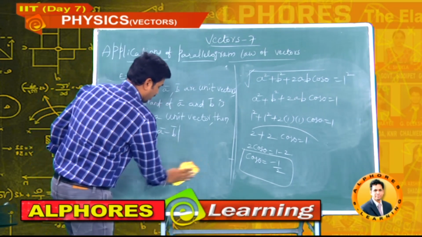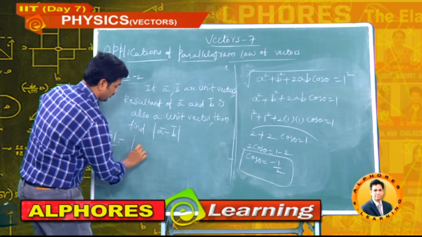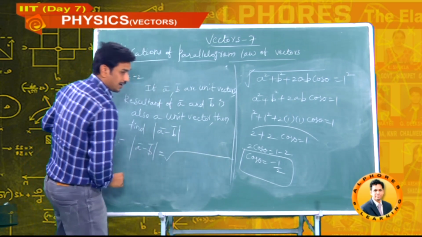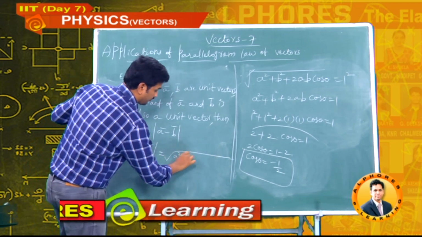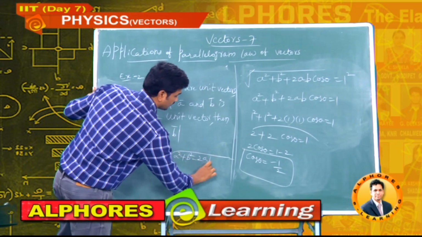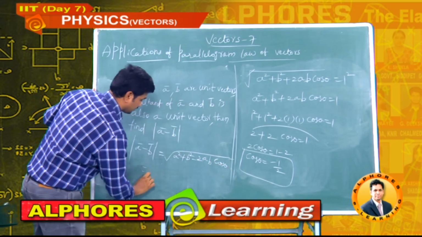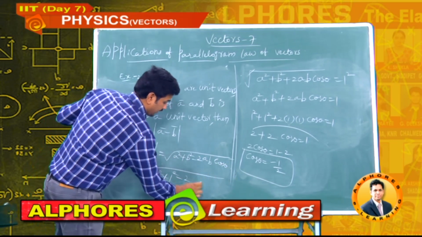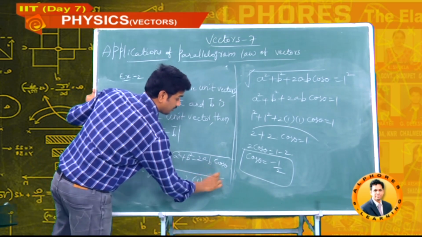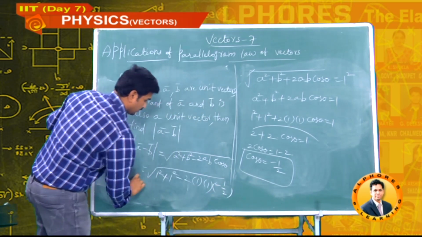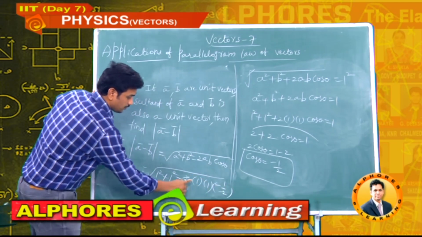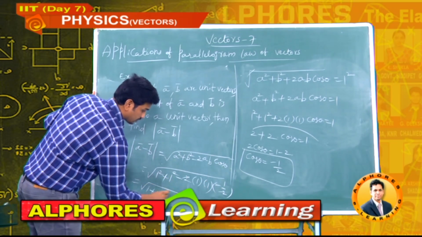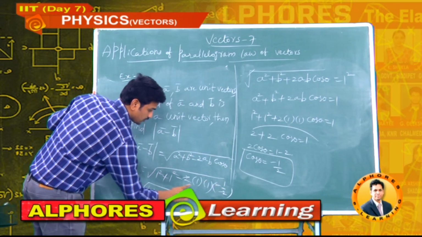We required mod of a bar minus b bar. So, what is mod of a bar minus b bar? This is also the parallelogram law of vectors: root of a square plus b square minus 2ab cos theta. A value 1, b value 1, minus 2 into 1 into 1, cos theta value minus 1 by 2. Now the 2s cancel, minus into minus is plus. Now root of 1 plus... minus into minus is plus, everything is 1.